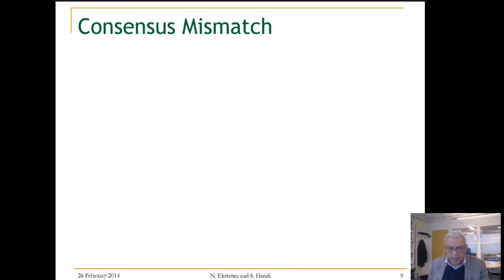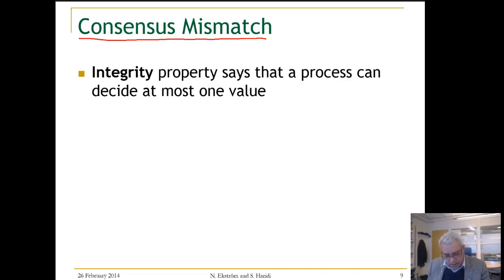Let's look at the consensus mismatch, just to understand that the specification of consensus here is not the one that we really need. Think about one of the properties of single value consensus, which is called integrity.